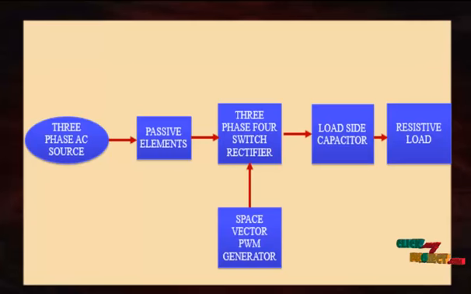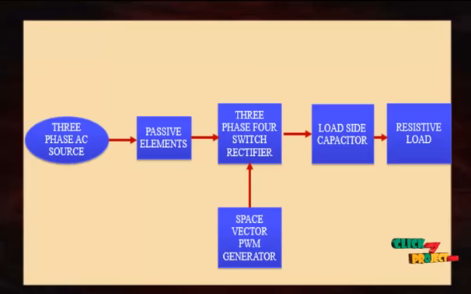Next we see the flow diagram of our product. This is our flow diagram. In this flow diagram, the input is an AC supply. That AC supply is fed into a 3-phase 4-switch rectifier through the passive elements, which are nothing but inductors. After that, the rectifier output is fed into a resistive load through a load side capacitor. That load side capacitor acts as a one phase.